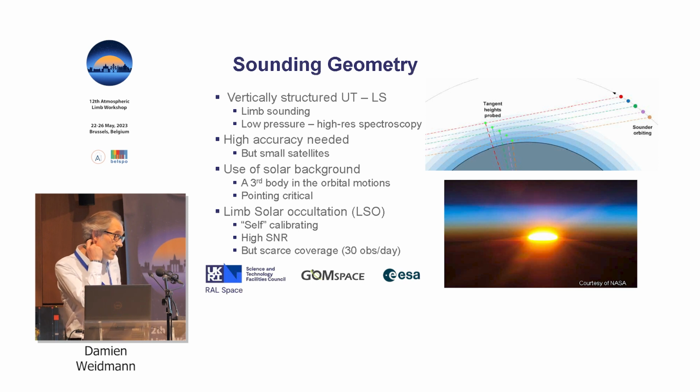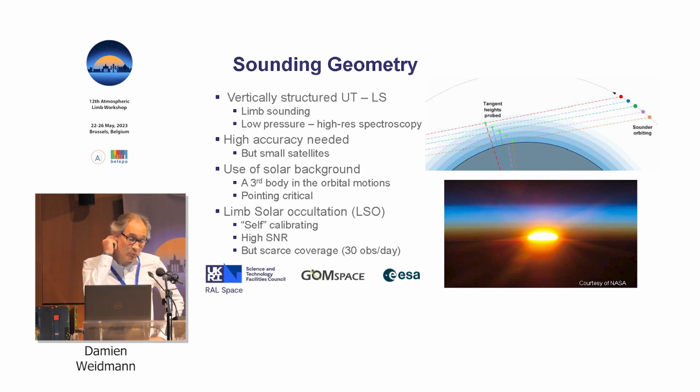So the idea here is really in line with what Chris Boone presented yesterday in the framework of the ACE-FTS mission. We use the sun as the third body in the system, which gives us a very strong background, so high SNR, and the self-calibration aspect using exoatmospheric signals. But we have to account for this third body in the equation, and the fact that we need a pointing at the right time, at the right place for the spacecraft.